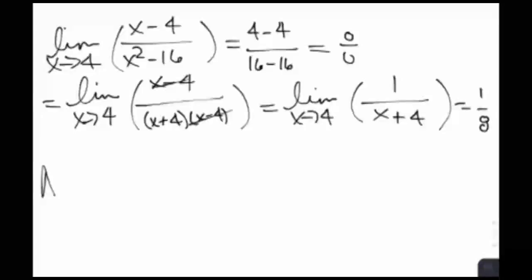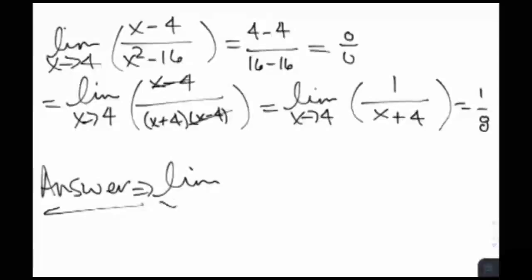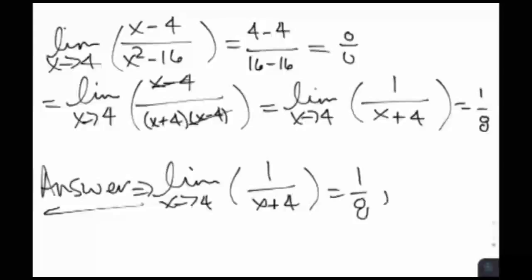Alright, so the answer for this one is the limit as x approaches 4 of 1 over x plus 4 equals 1/8. But x cannot equal 4 because, as we saw earlier, we are not able to determine what the y-coordinate is when x is 4.